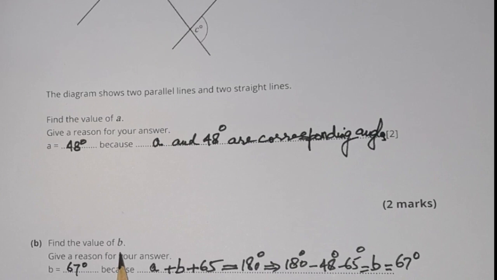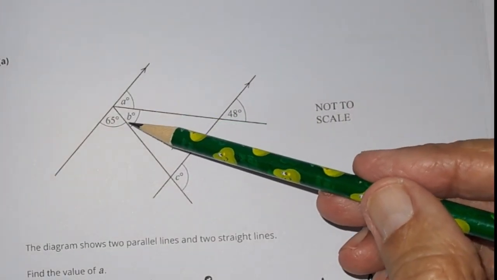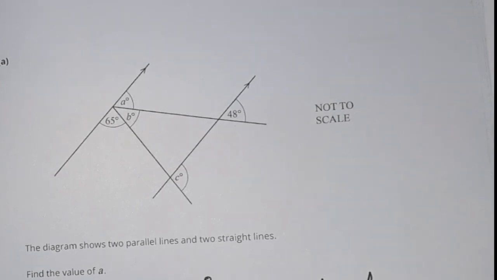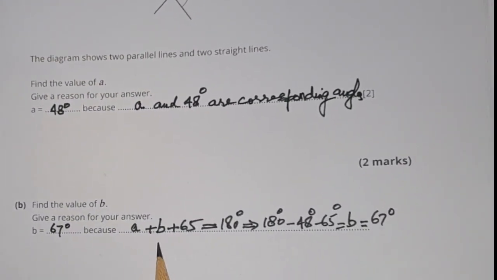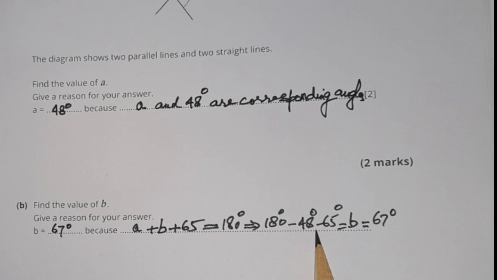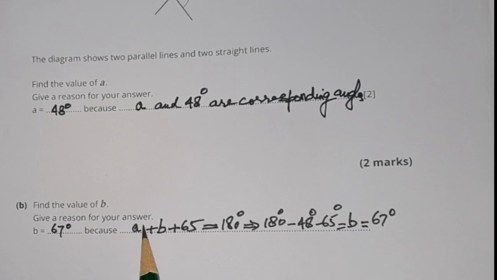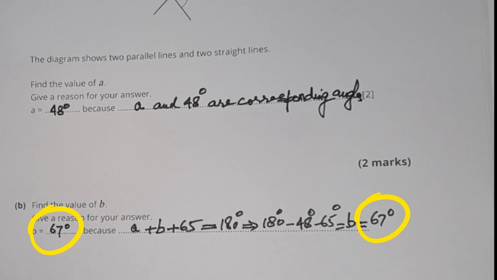Find the value of B. If you look at that diagram, A plus B plus 65 is equal to 180 degrees. So we write down A plus B plus 65 is equal to 180 degrees. So 180 minus 48 minus 65, because 48 is A and 65 is given. So B works out to be 67 degrees. So we write down here 67 degrees and score 2 marks.